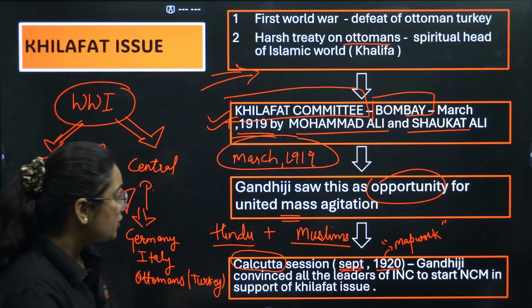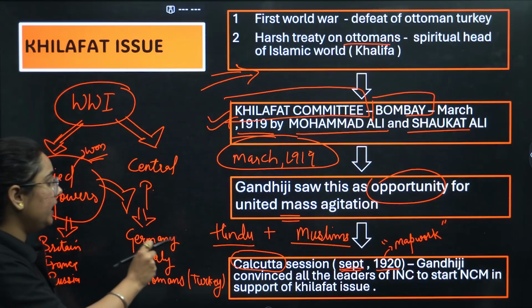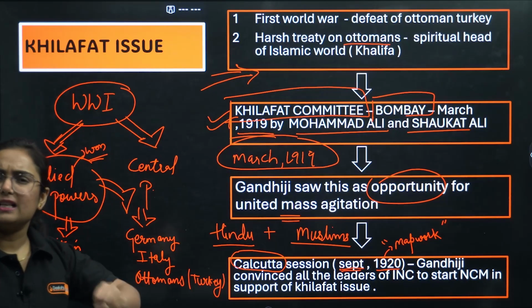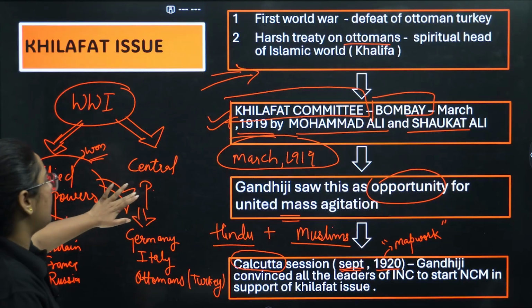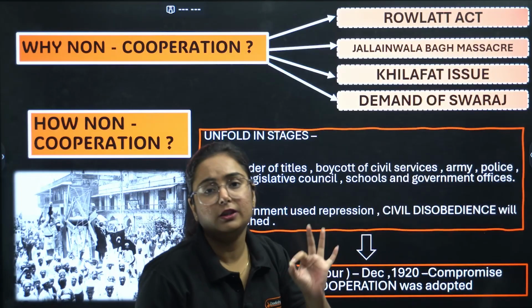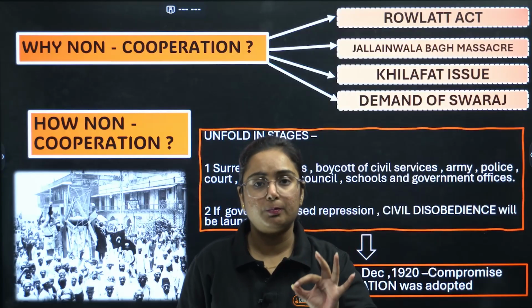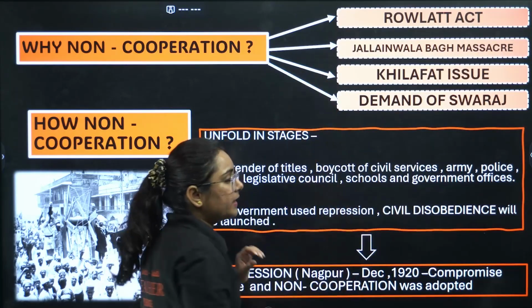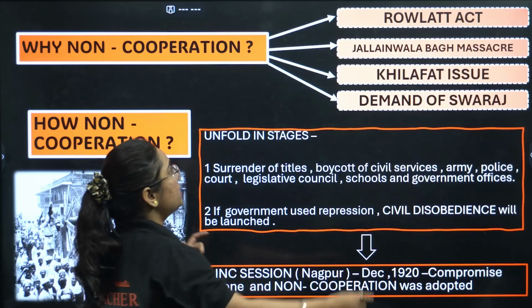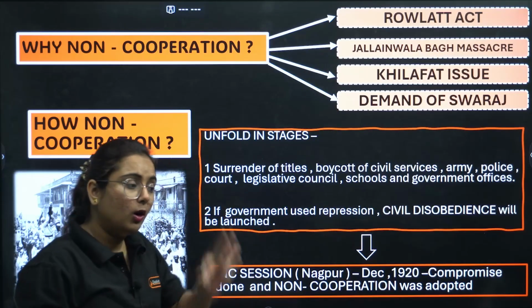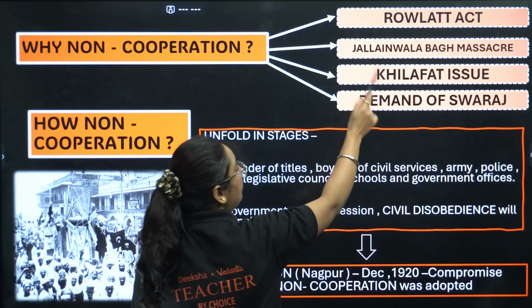So in this session, he convinced all the leaders of the Indian National Congress that yes, we can start the non-cooperation movement on the Khilafat issue. Now pay attention, it was not only the Khilafat issue which was taken as the background, because up till now no solution to the Rowlatt Act had been seen. The Britishers had not accepted their mistake in the Jallianwala Bagh massacre. One more incident had happened, that is the Khilafat issue.